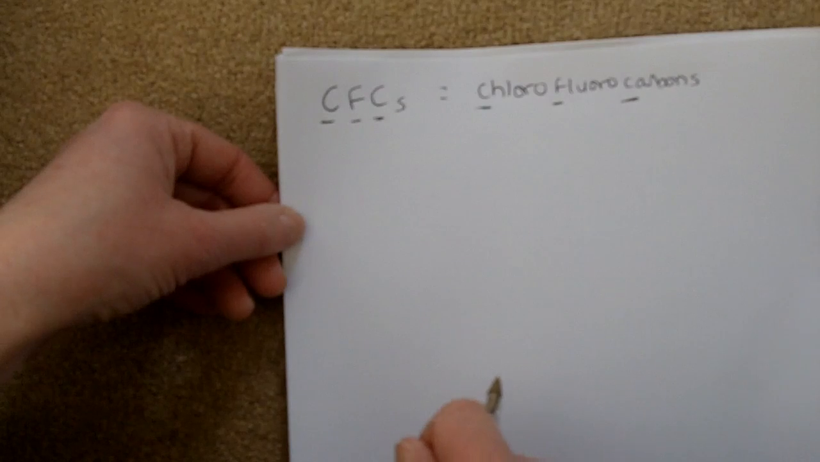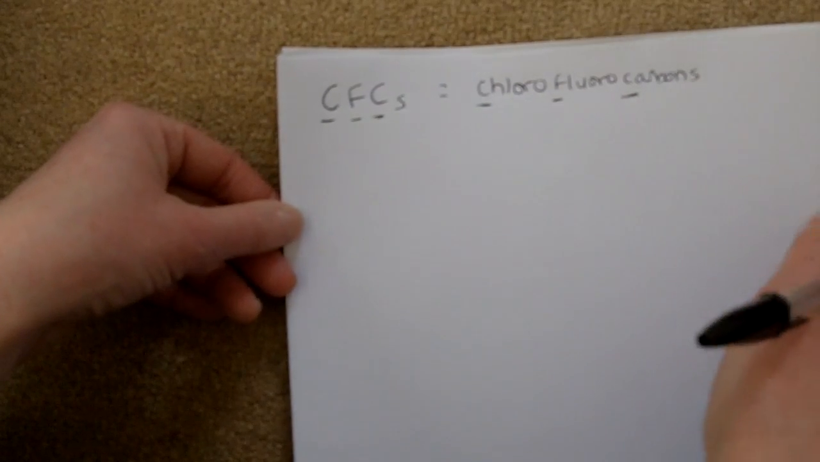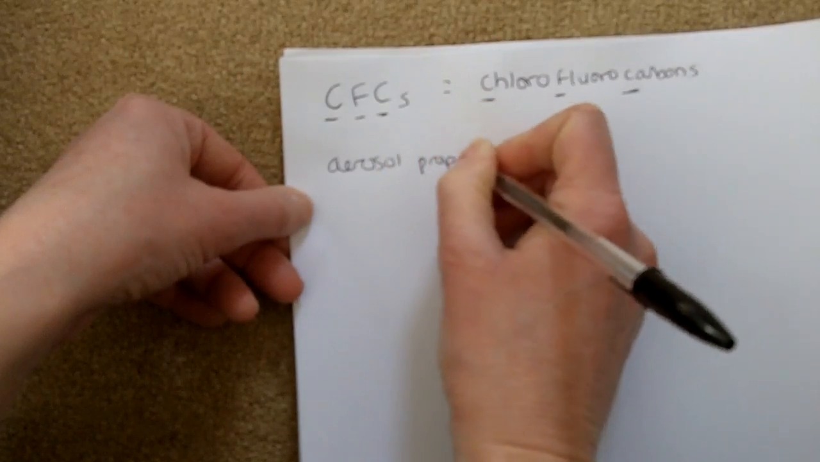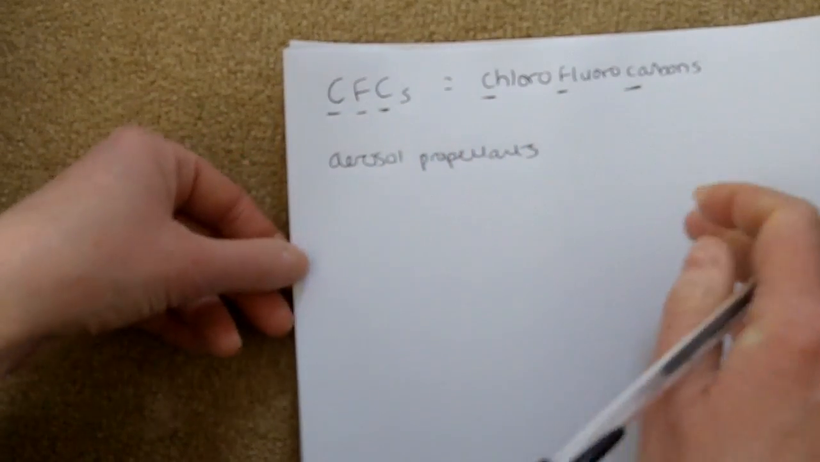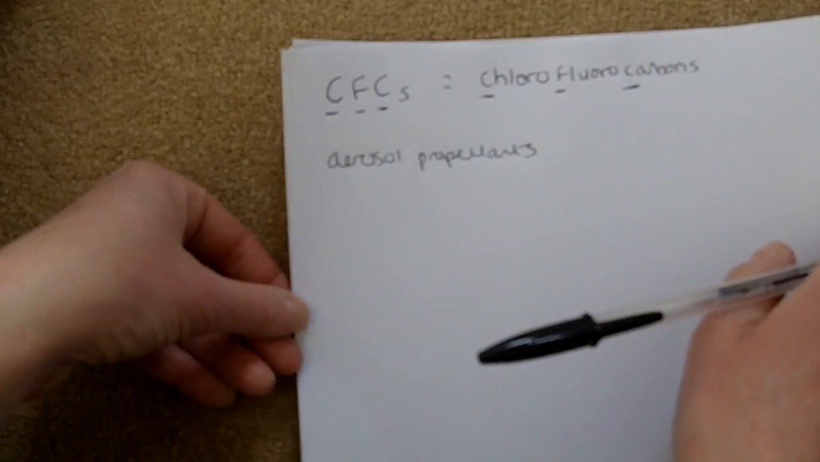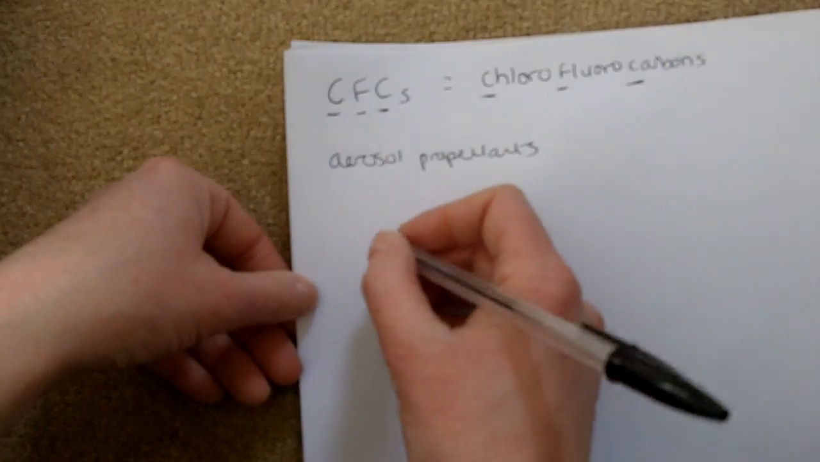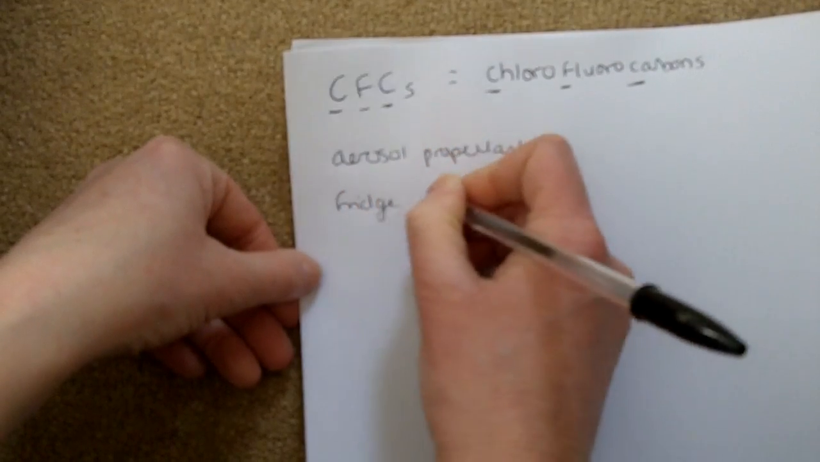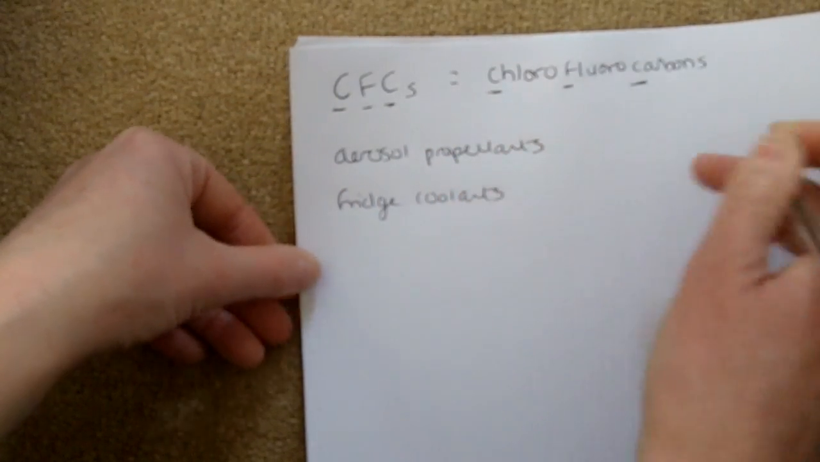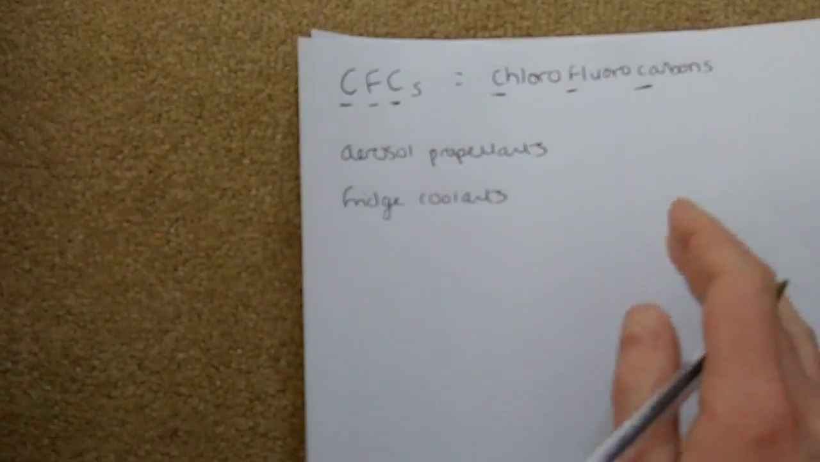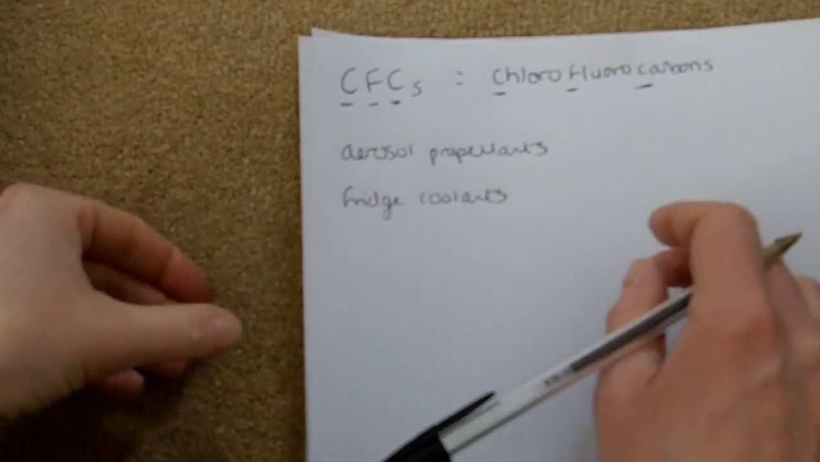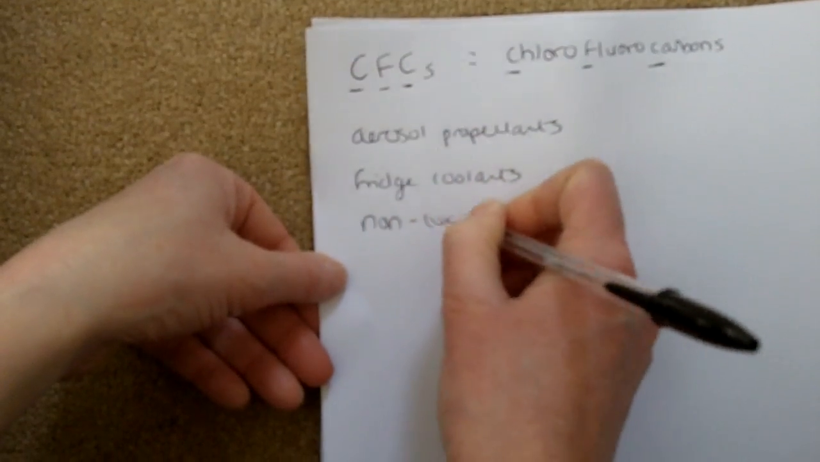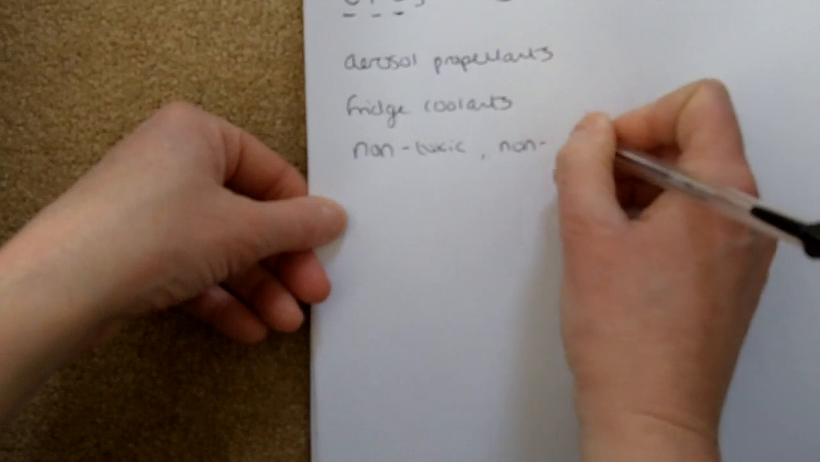Chlorofluorocarbons used to be used as aerosol propellants, so in spray cans like deodorants. They used to be used as the coolants for refrigerators, fridge coolants. They used to be used in these items because chlorofluorocarbons are non-toxic. They are non-flammable, these chemicals.